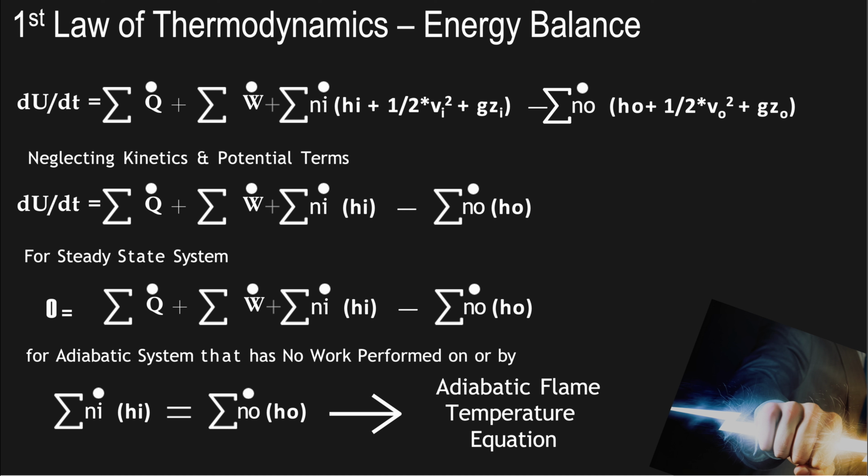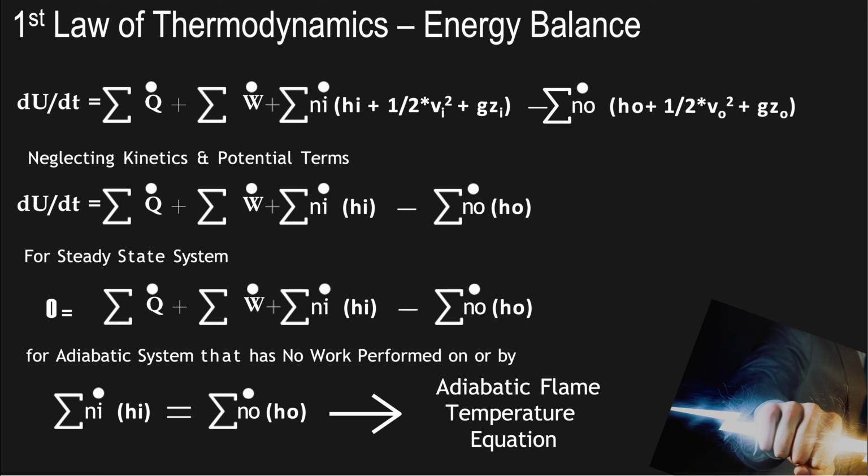So if we neglect the kinetic and potential terms, you're going to take all these terms out and you have the rate of change of internal energy versus the Q, W, and the enthalpies. For a steady state system, the rate of change of internal energy with time will go out. So pretty much in a steady state system, it will go down to the sum of Q's, the sum of the work, and the enthalpies.